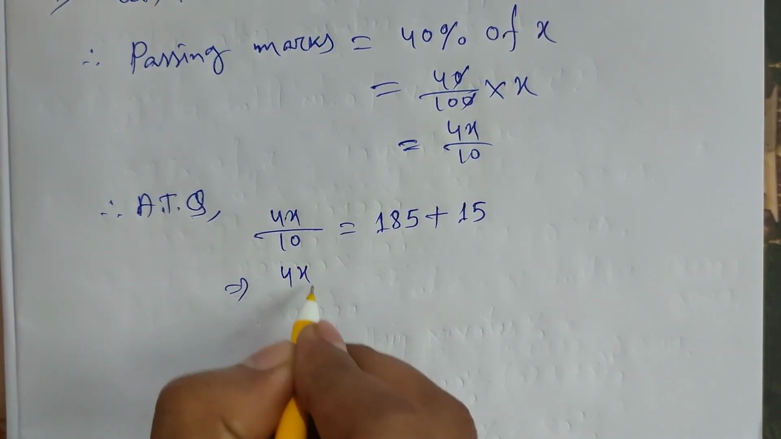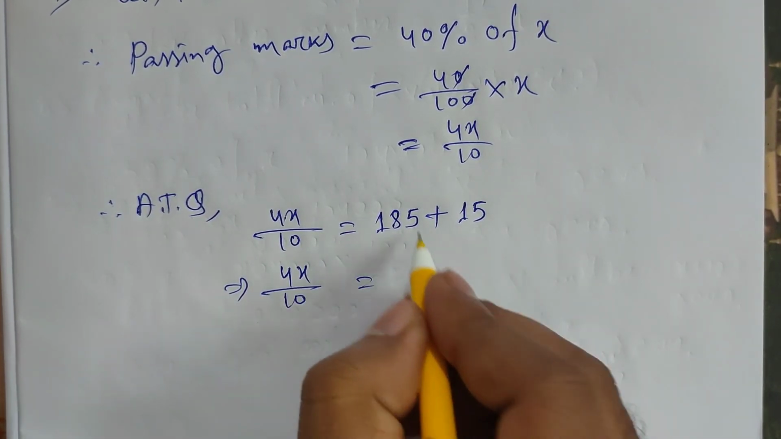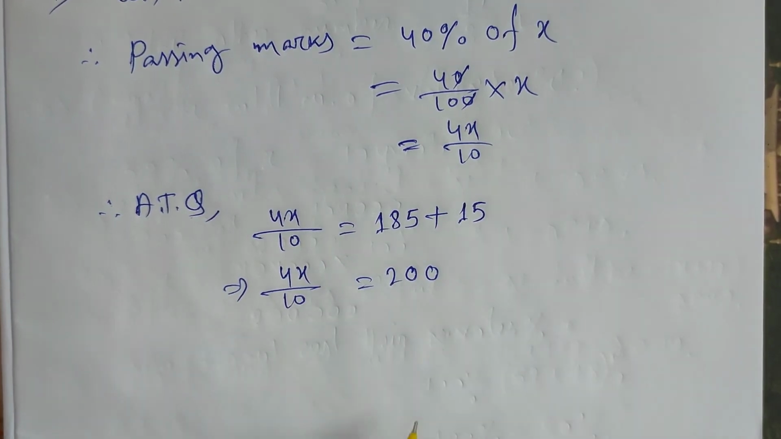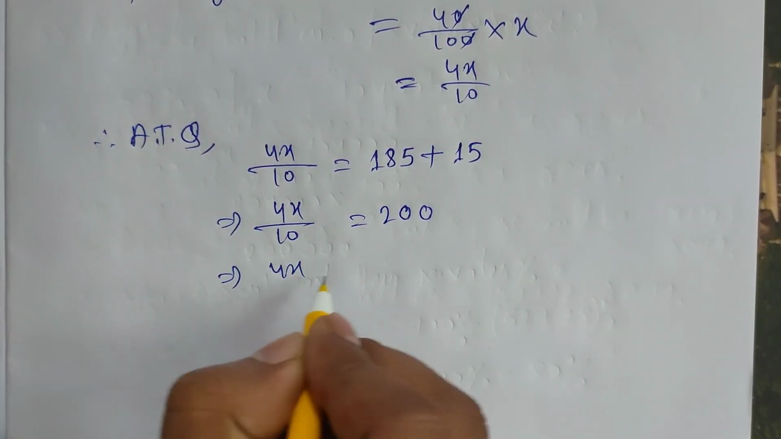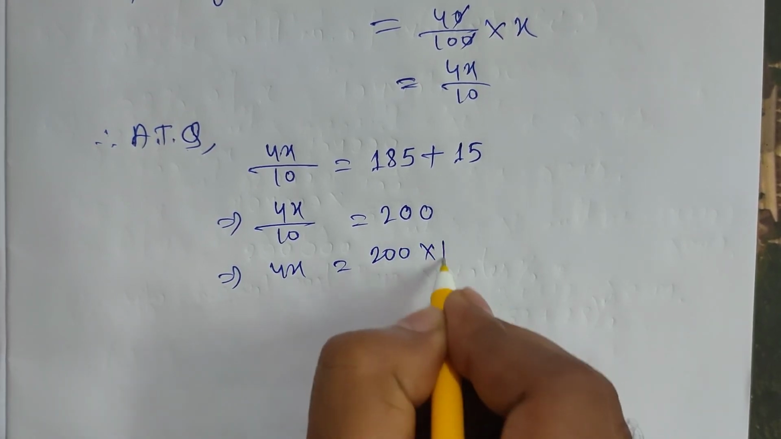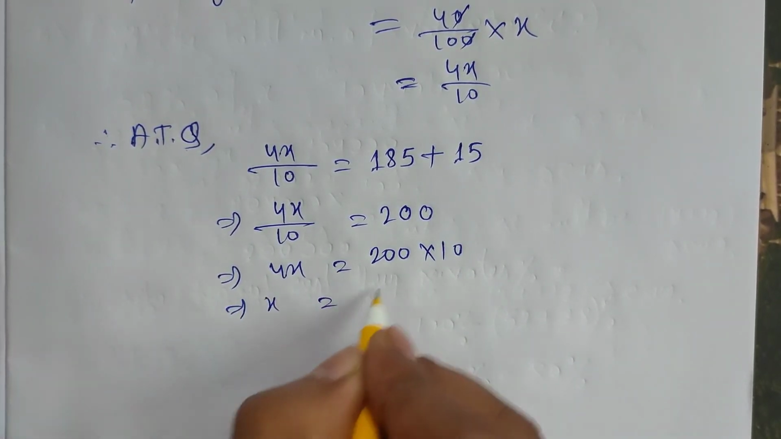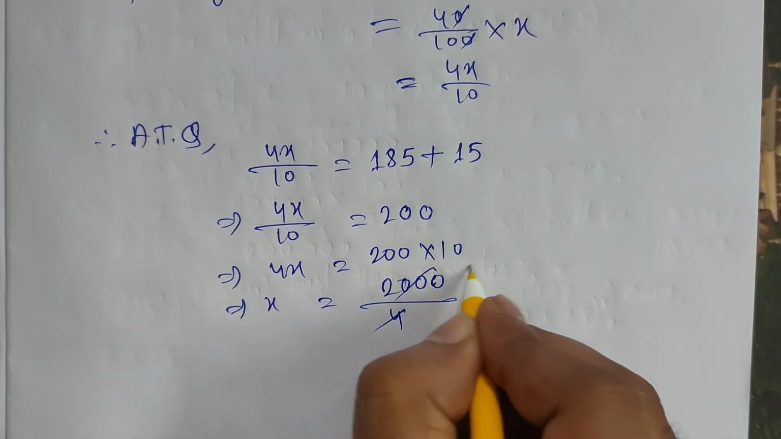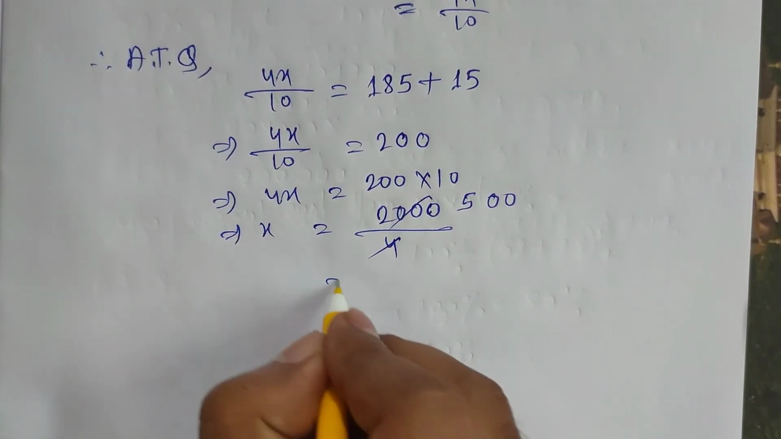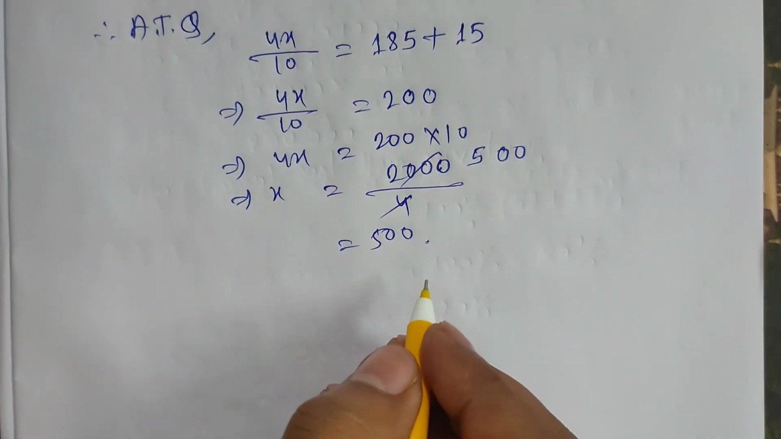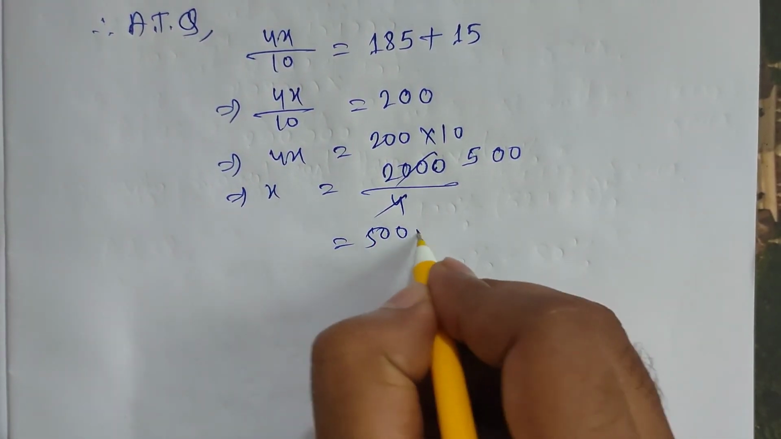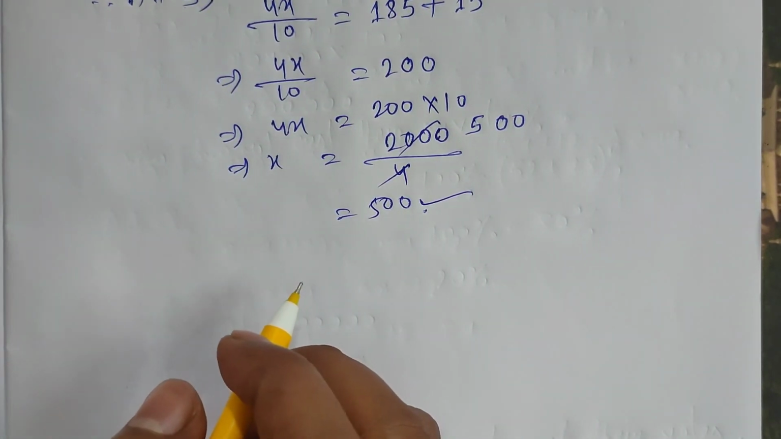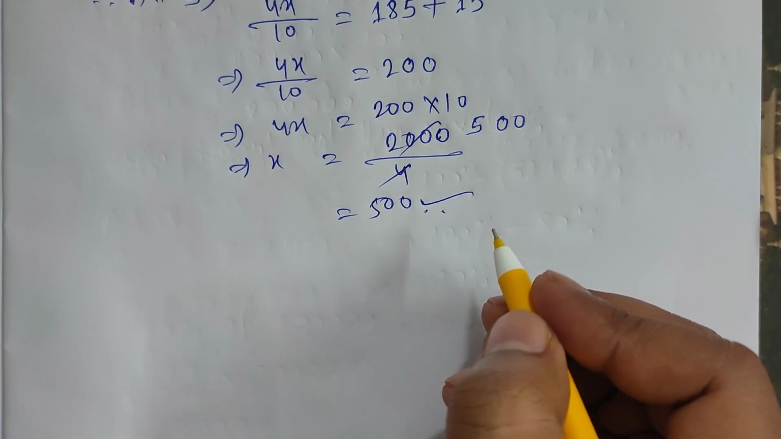So 4x by 10 equal to what will be? 185 plus 15 is 200 marks, so 4x by 10 equal to 200, so 4x equal to 200 multiply 10, so x equal to 2000 by 4, that means 500. This is the total marks of this examination. So here is the question: find the total marks. Therefore the total marks equal to 500.